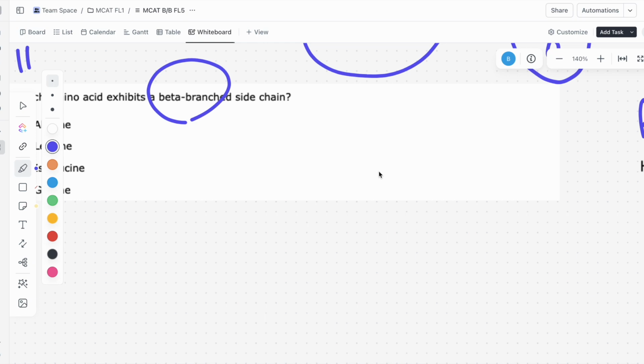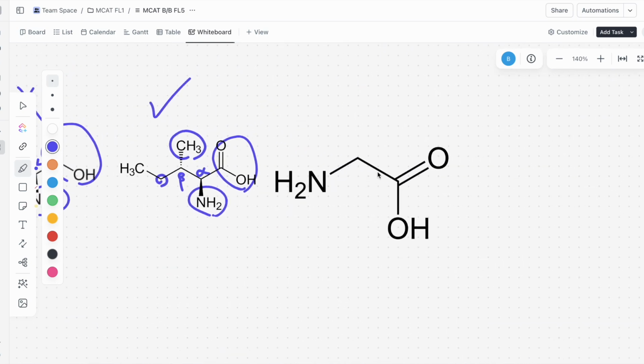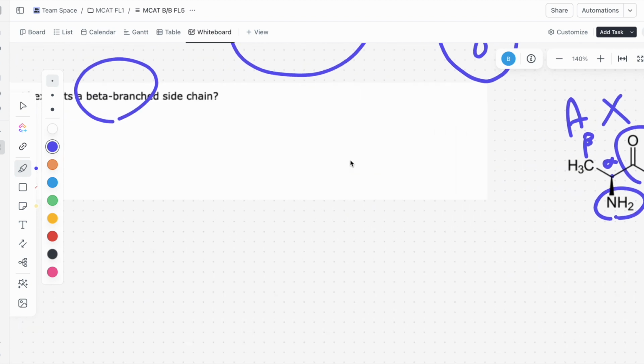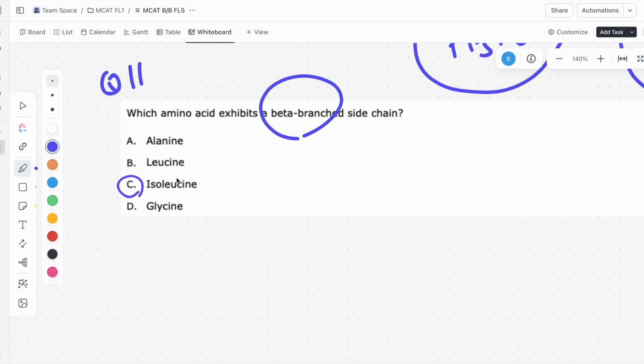Let's take a look at the last answer choice, and it says glycine. So we know this is glycine. Here's the carboxylic acid, and this is the alpha carbon. There's not even an R group attached. Well, I guess the R group is the hydrogen, but you'll notice there's not even a beta carbon to begin with here, meaning glycine can't be the answer. So that makes C the correct answer for this problem.